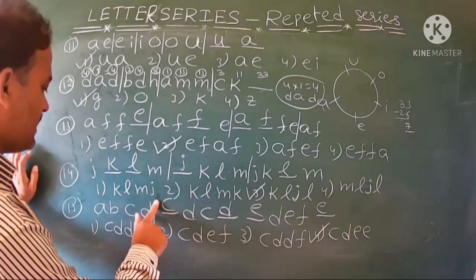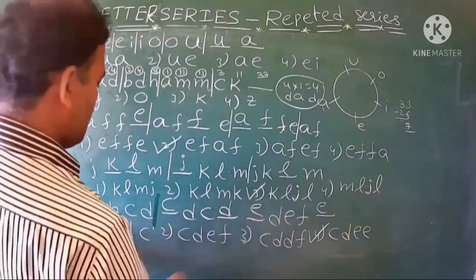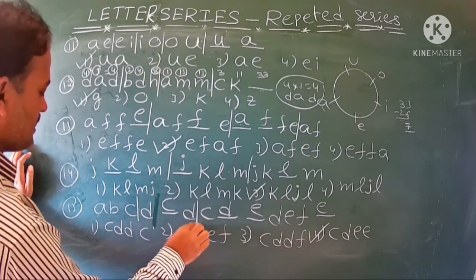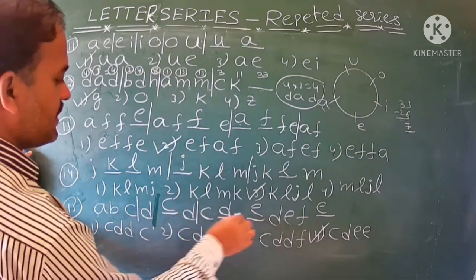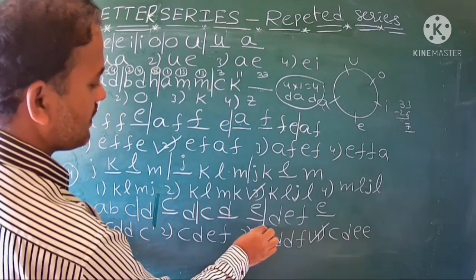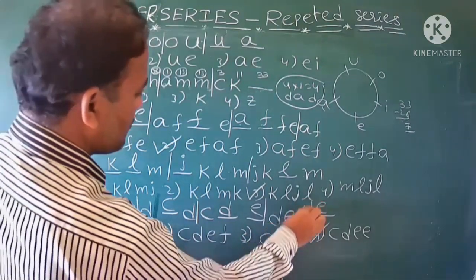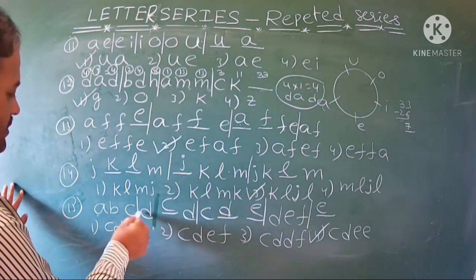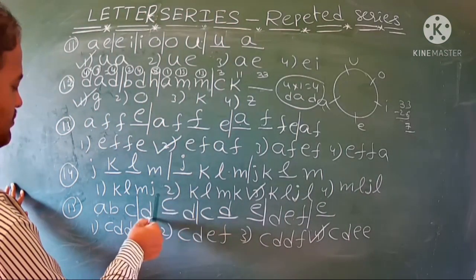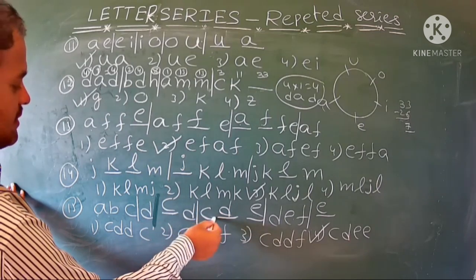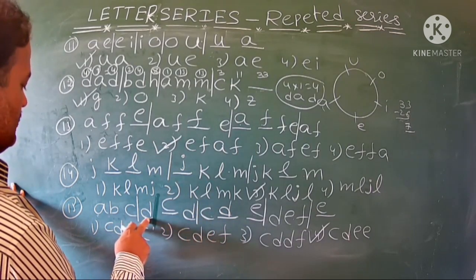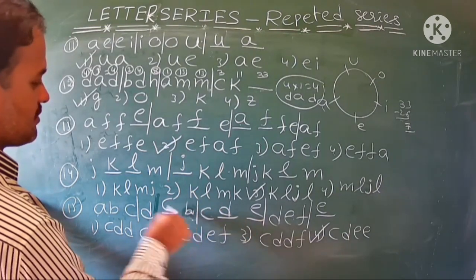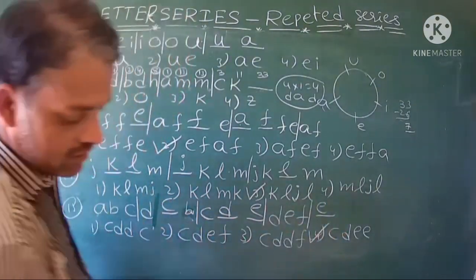Simply, here it is not 4 letters. First of all ABC, next DCB, ABC, DCB, CDE, next DEF, next what will come again? E will start. See, ABC, DCB will come, now DCB, DCD. So like that. So that's why the fourth option is suitable.